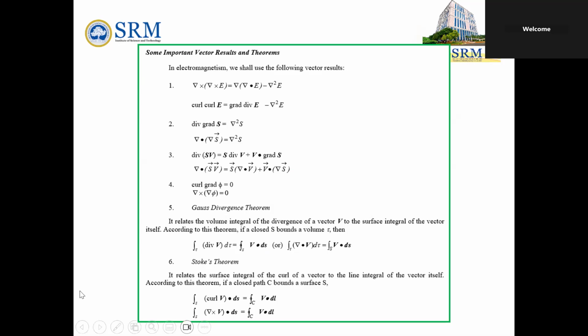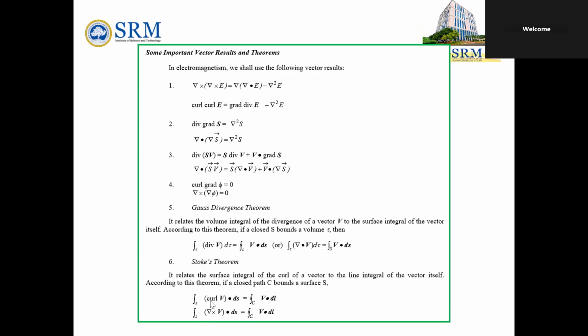Another very important one is the Stokes theorem. The Stokes theorem relates the surface integral of the curl of a vector to the line integral of the vector itself. According to the Stokes theorem, a closed path, denoted by the symbol C, bounds a surface S. Therefore, the surface integral of curl V dot ds is equal to the closed line integral of V dot dl. We write curl V equal to del cross V.